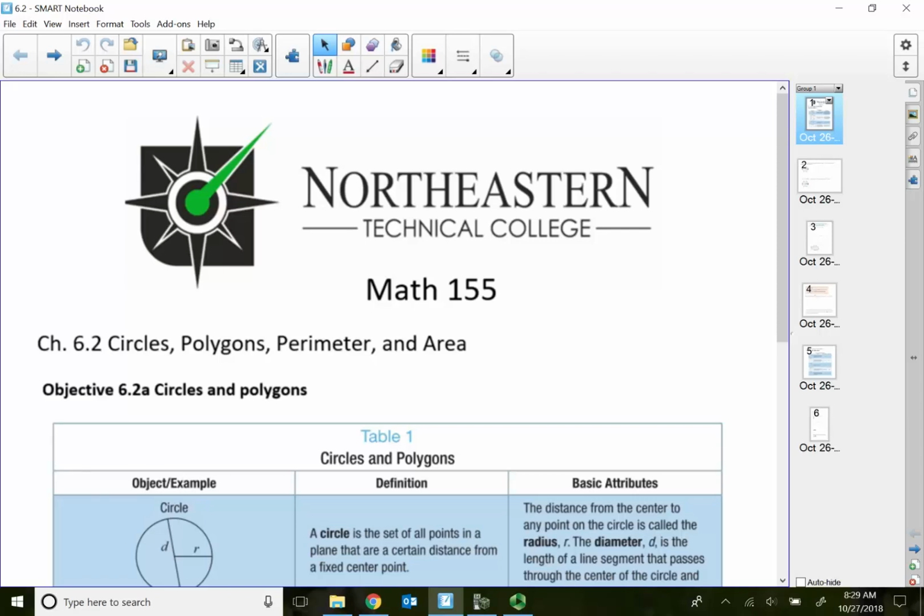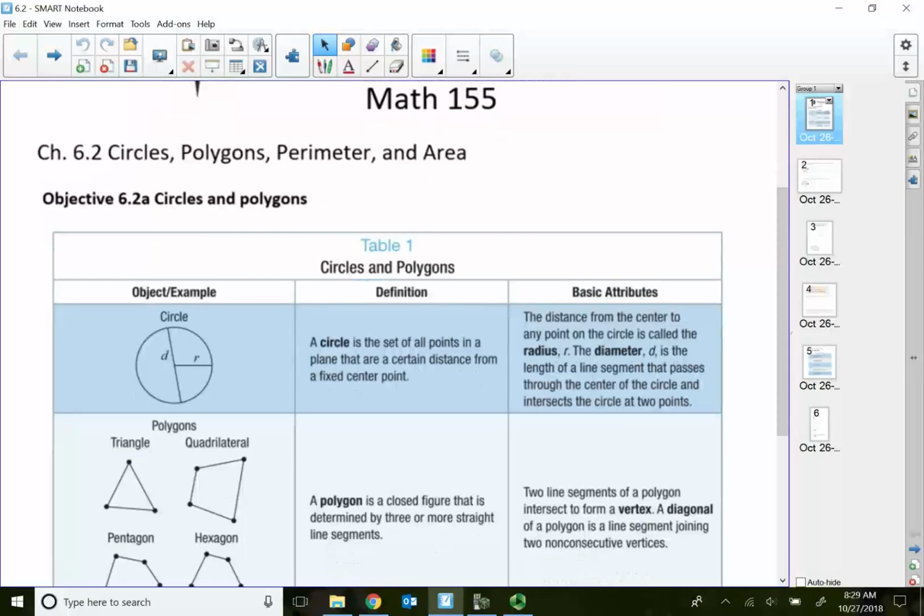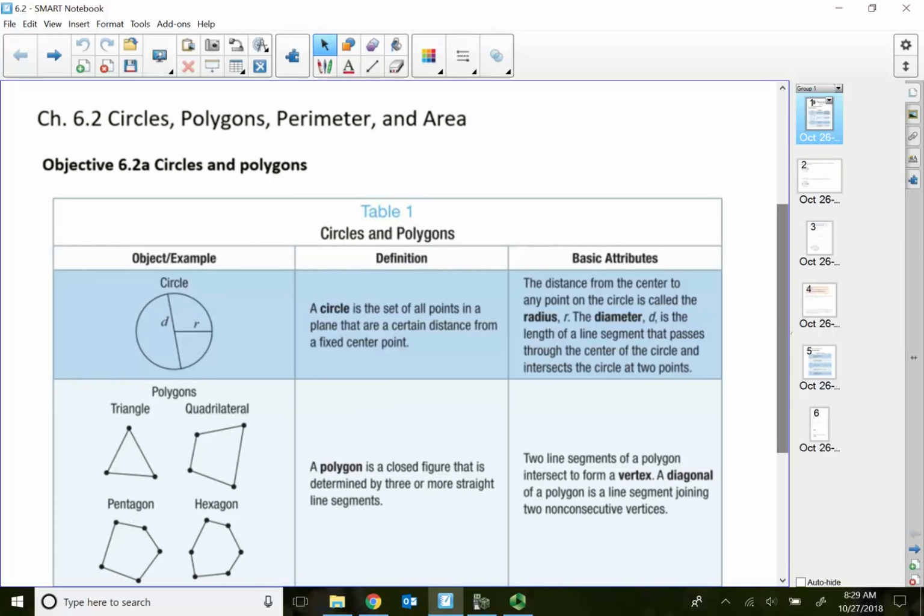Alright, section 6.2. In this video, we are going to talk about circles and polygons. I'm just going to quickly mention a couple characteristics of circles and polygons, then we'll do some application problems.